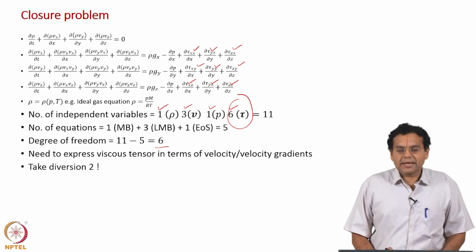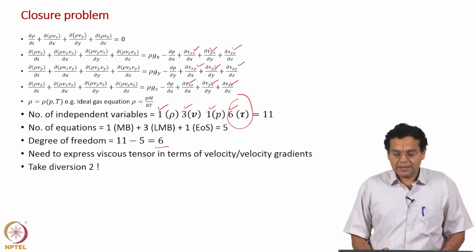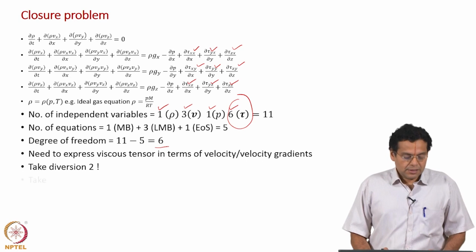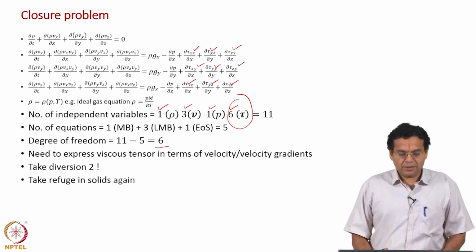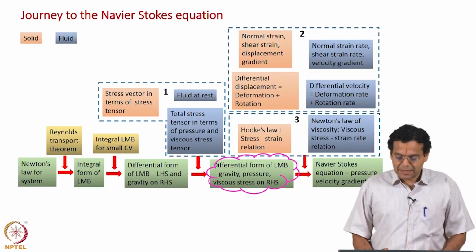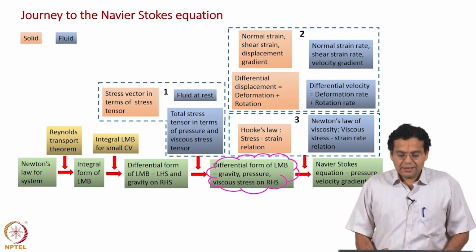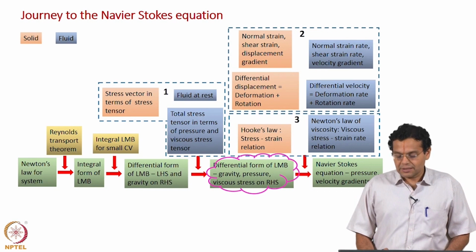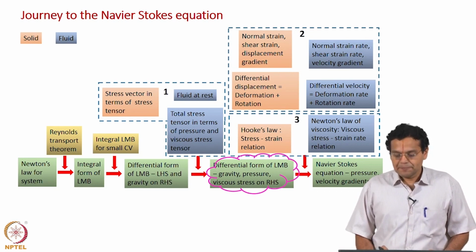And we take a diversion to solid mechanics to understand what velocity gradients are. To understand velocity gradients, we will understand what displacement gradients are, and that is why we take a diversion too. So, as usual, any difficulty, we run to solids. We will take refuge in solids again. Let me explain that with this journey to the Navier-Stokes equations, where we are now and where we are proceeding.